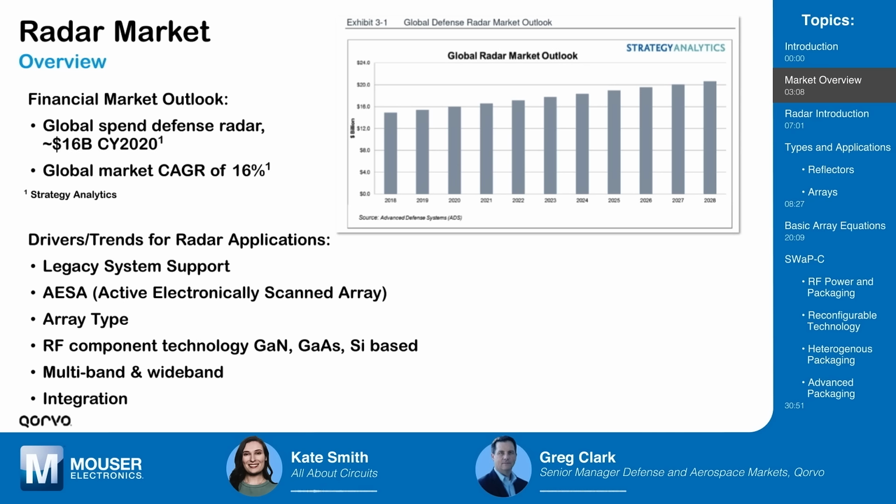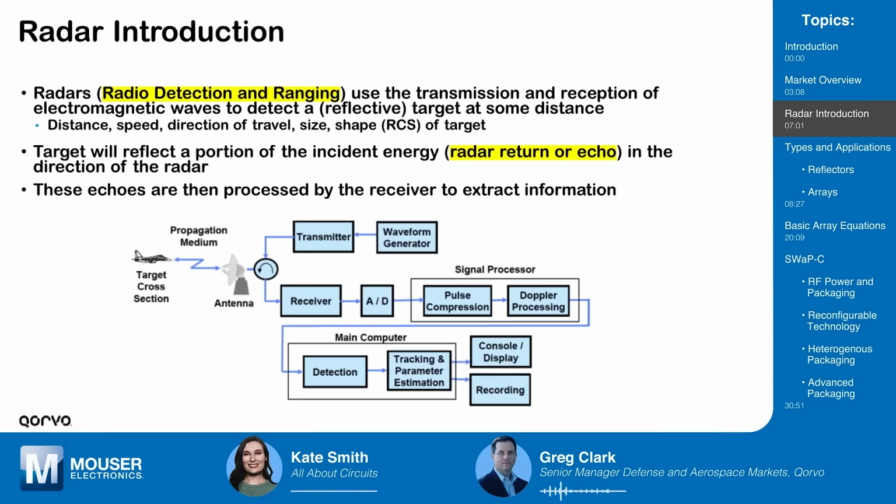Awesome. And we'll talk about all those different applications for radar in just a few minutes. So it's radio detection and ranging. I'll simply read it because it's the best way to describe it: it uses the transmission and reception of electromagnetic waves to detect a reflective target at some distance. That's really what it is. In this block diagram, the airplane is the target. It says target cross section there, but it's just the target. The radar has the antenna, which could be a reflector. There are multiple ways to define the antenna.